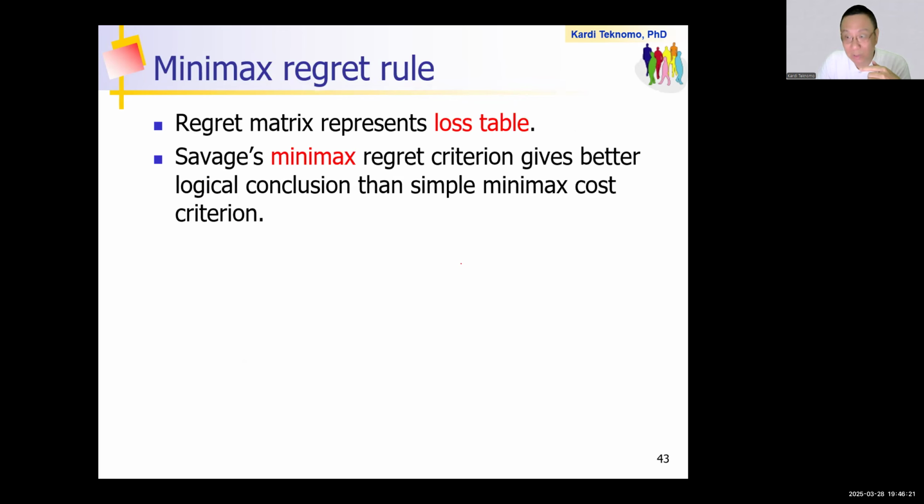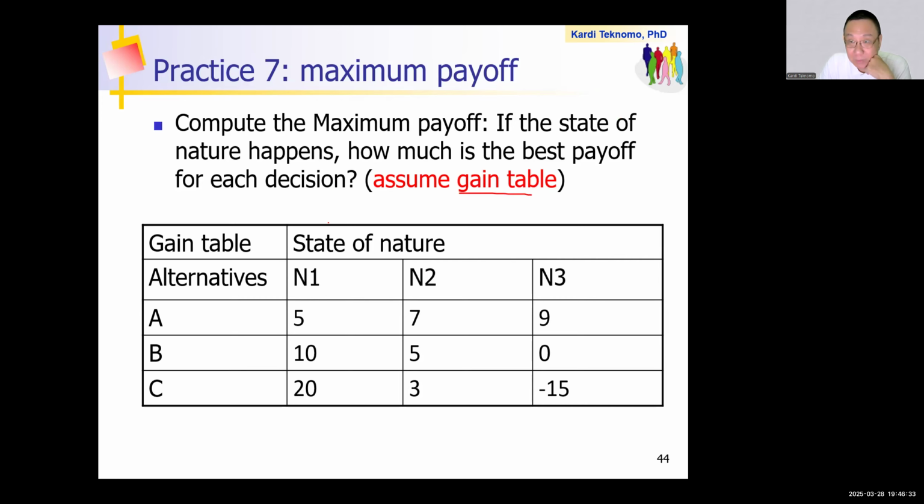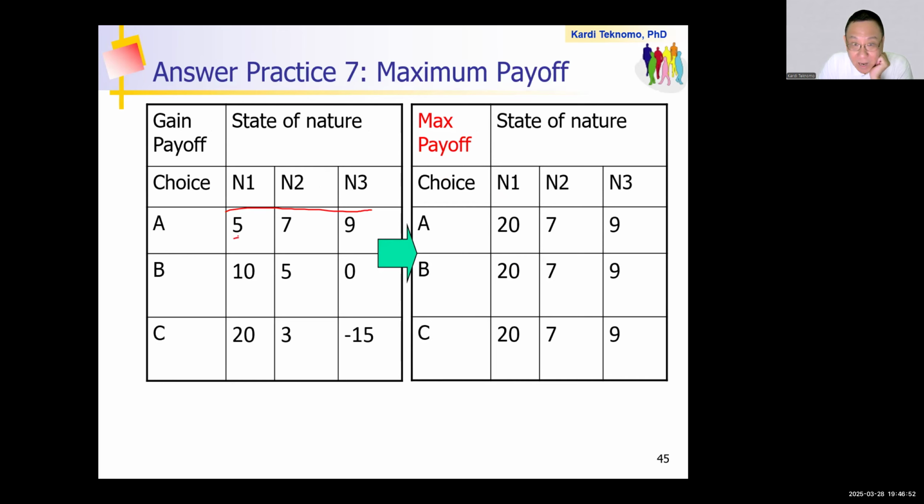So let's use the same table. This time let's assume a gain table. So what will you do? This is the number that you already typed a while ago. This is the payoff value, the gain. What you get is the maximum payoff in each column. So 5, 10, and 20. The maximum is 20, so you put 20 in all of that column. Then 7, 5, and 3.